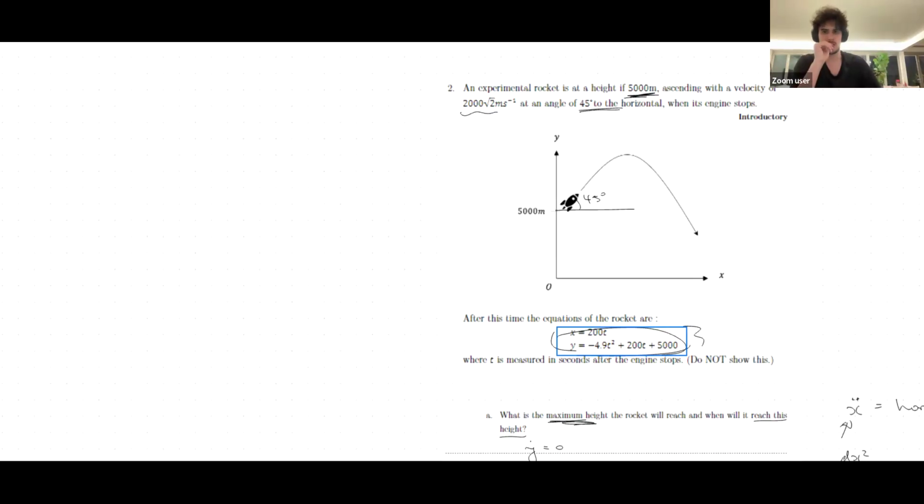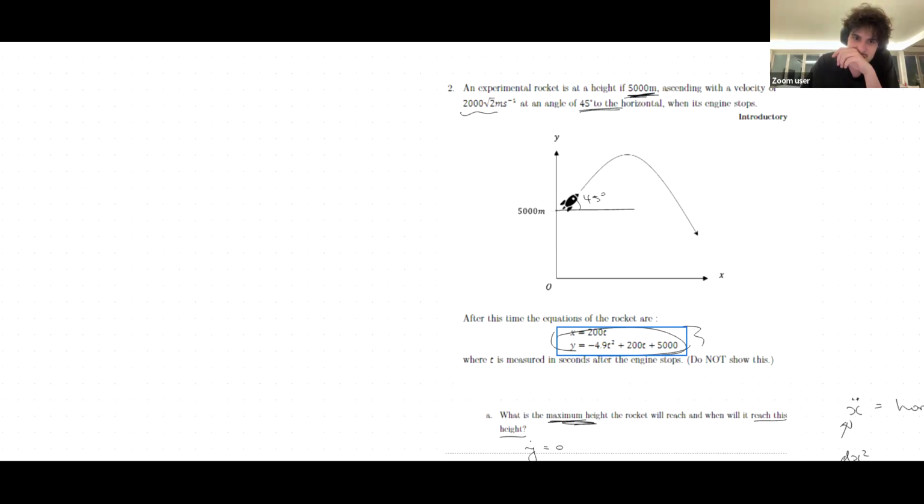Shouldn't it be? Yeah, I think I see what you mean, because cos 45 is just 1 on root 2. And that's how you find the horizontal velocity. Okay, well, ignore that and just use the starting equations they gave.